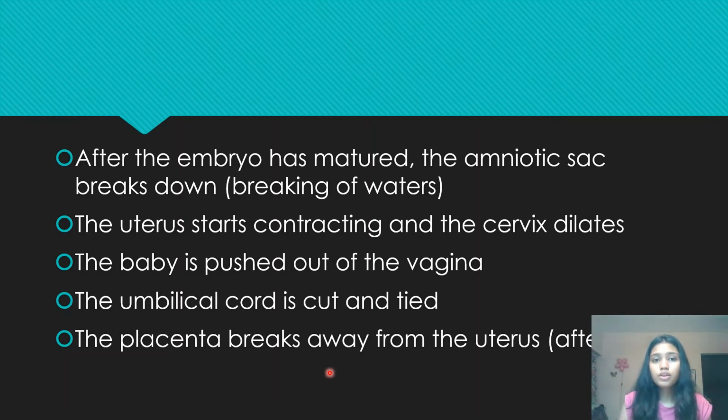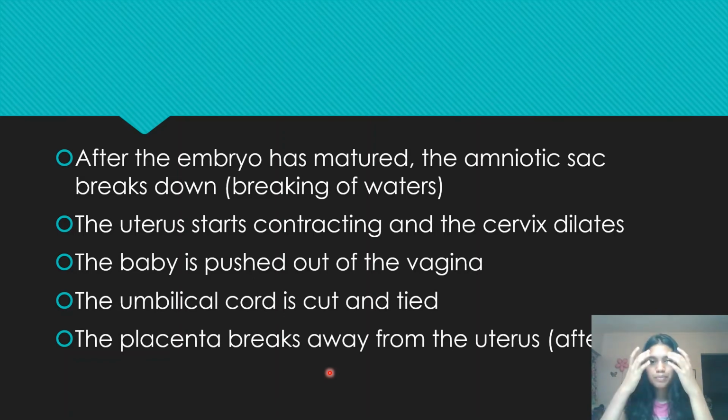Two, the uterus starts contracting. Okay, starts contraction, and the cervix. What is the function of the cervix? A ring of muscles that separates the vagina from the uterus. So the cervix dilates. What does dilation mean? It becomes wider. Okay. Then the baby is pushed out of the vagina. Okay. So the baby exits through the vagina, and the umbilical cord is cut and tied.